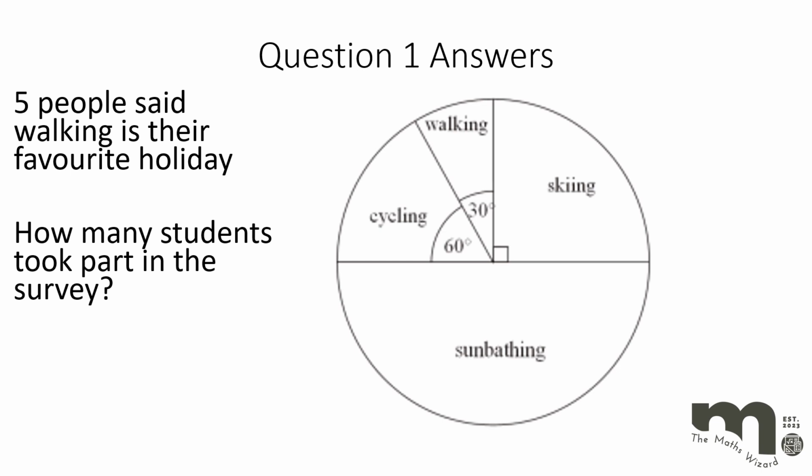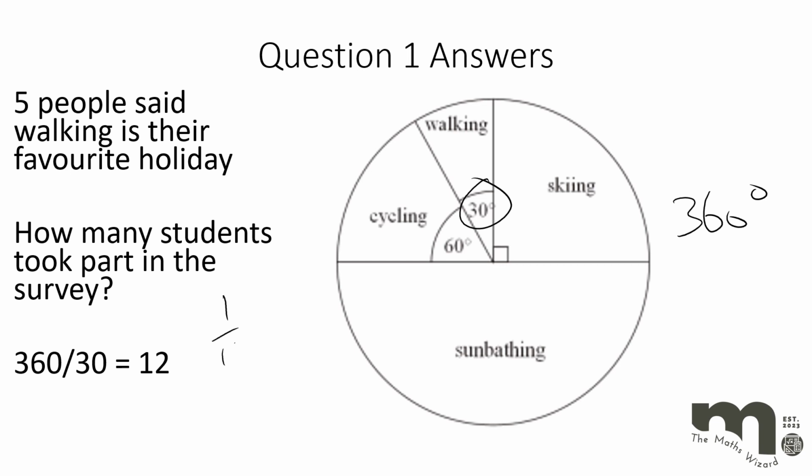Well, if we take a look at the angle for walking, so that's always a good place to start if you know the angles. Well, we know this is 30 degrees. Now the whole pie chart should add up to 360 degrees because it's a circle. So if we do 360 divided by 30, that means this is a 12th. So there's 1/12 of the people went walking, and that's 5 people. So all we then need to do is 5 times 12, 12 times 5, and that will tell us that the whole pie is worth 60 people.